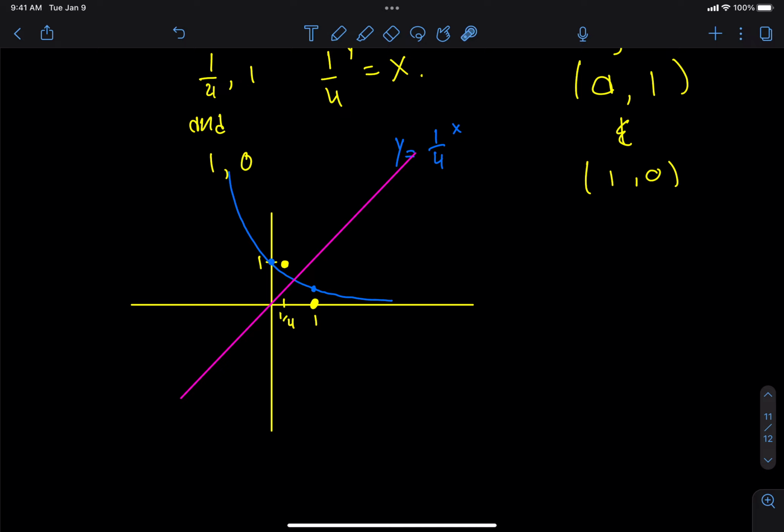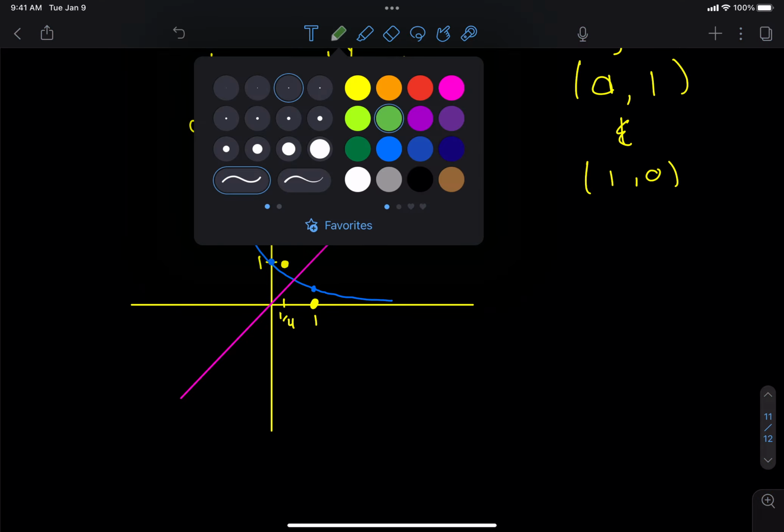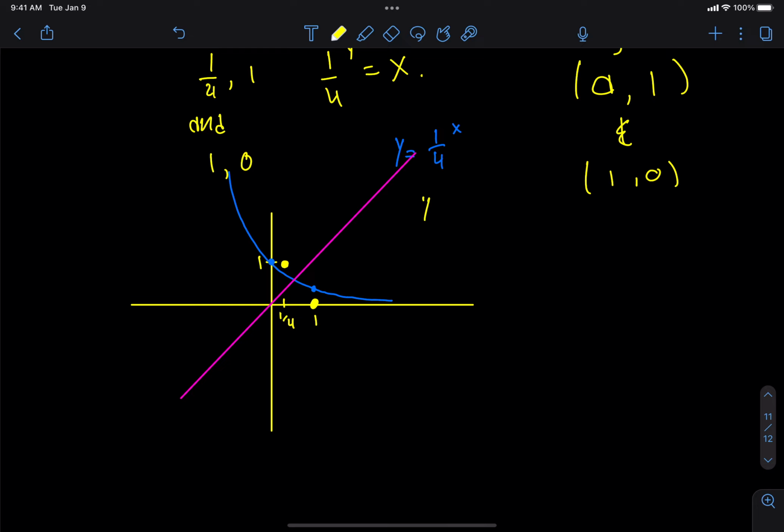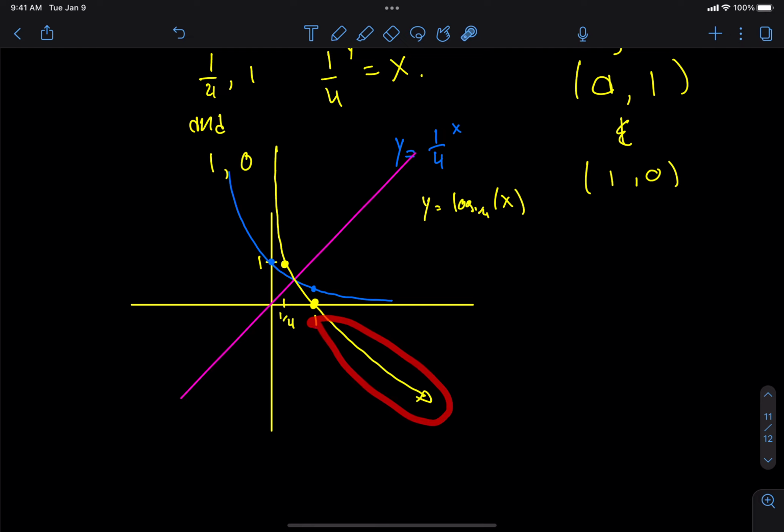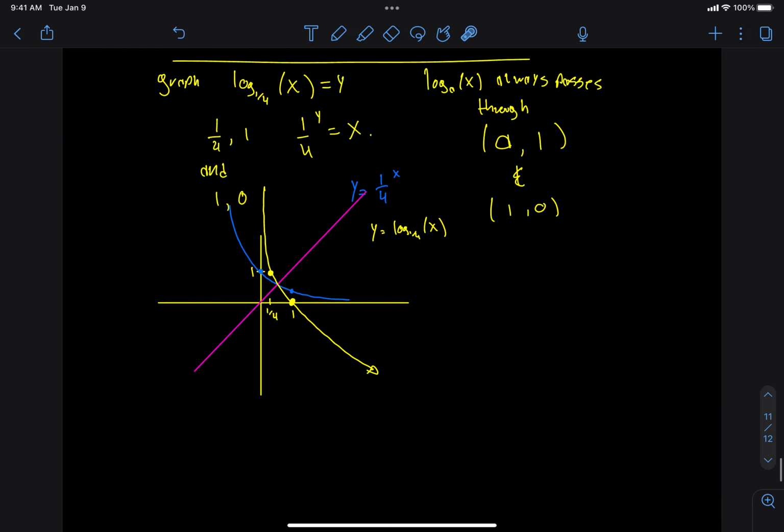This piece is going to get moved to be here. So this piece, we're going to copy it and reflect it over to here, like so. So the graph of, I'm running out of colors, y equals log base 1/4 of x, it's going to look like so, where this part corresponds to the reflection of this part. It gets reflected across the line y equals x. So it's a little hard to draw, to be honest.